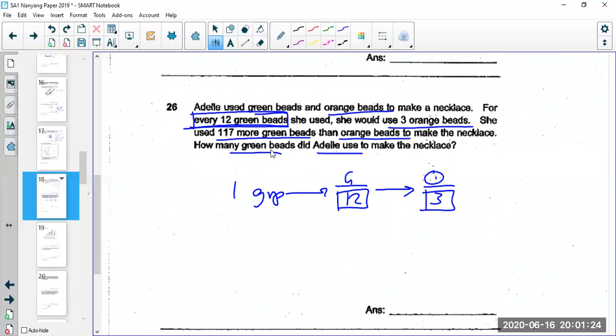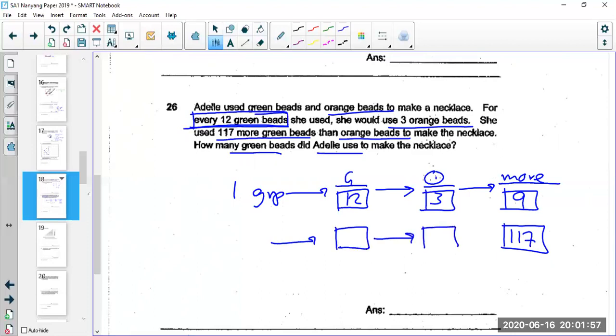Now she used 117 more green. So in one group, how many more green are there? 12 minus 3, you get 9 more, right? So what is grouping? Grouping means you make one group of different kinds, then you find how many groups make up 117 more. Once you know how many groups, you can fill out the boxes.